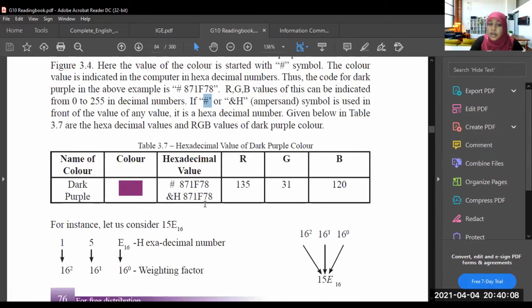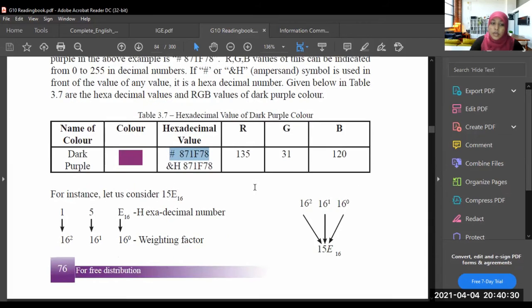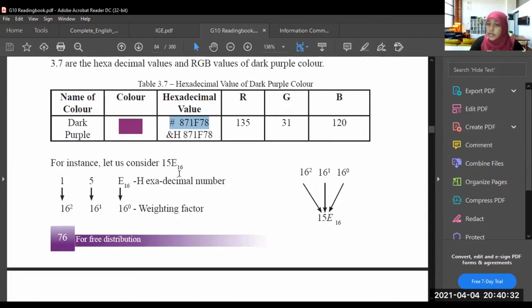color. So this is the dark purple color's hexadecimal value, and these are the RGB values, right? So if it is represented like this, you should know that this is a hexadecimal value, right? If it is represented like this, it means it is a decimal value, decimal number. For instance, let us consider 15E base 16. So this is the hexadecimal 15E base 16.